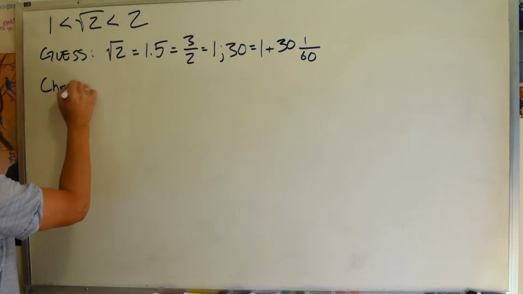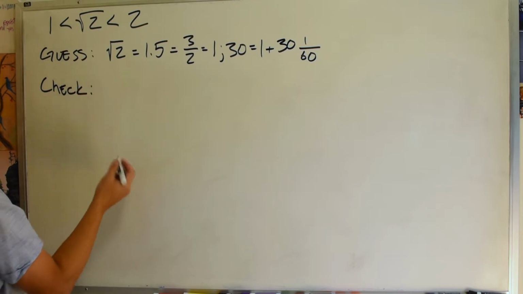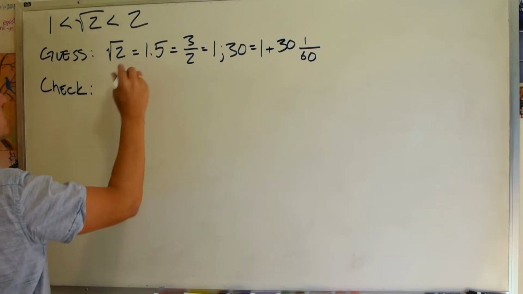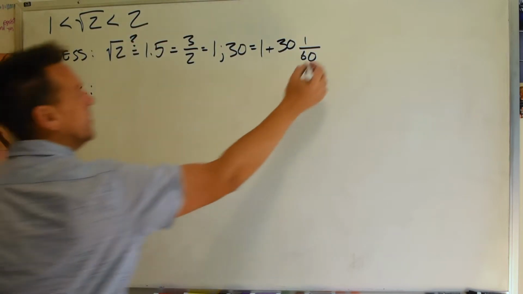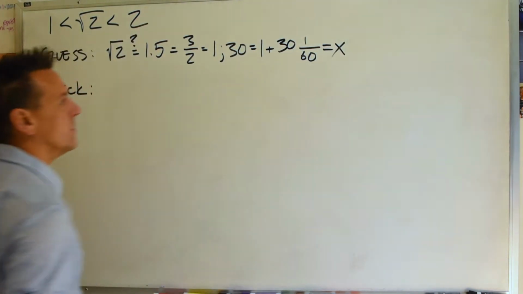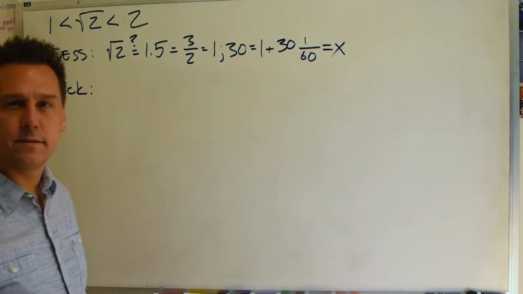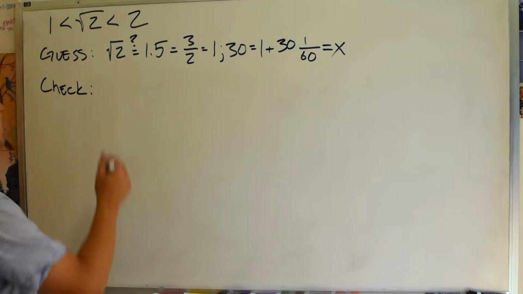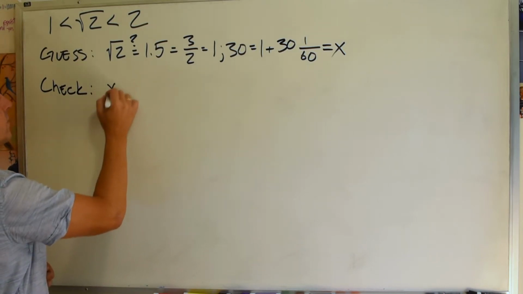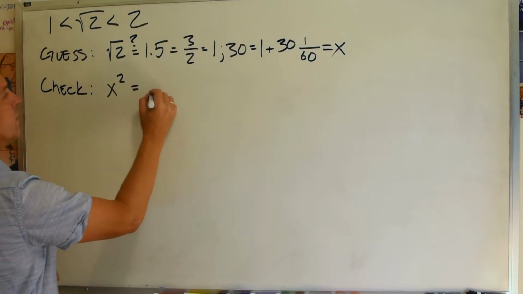Okay, so let's see, how good is it? Along with the guess, we want to check, and by checking, let's call this number here, I don't know if it's a square root of 2, let's call it x, where x marks the spot. Familiar letter from algebra. Anyway, let's check. What I need to do is find x squared.